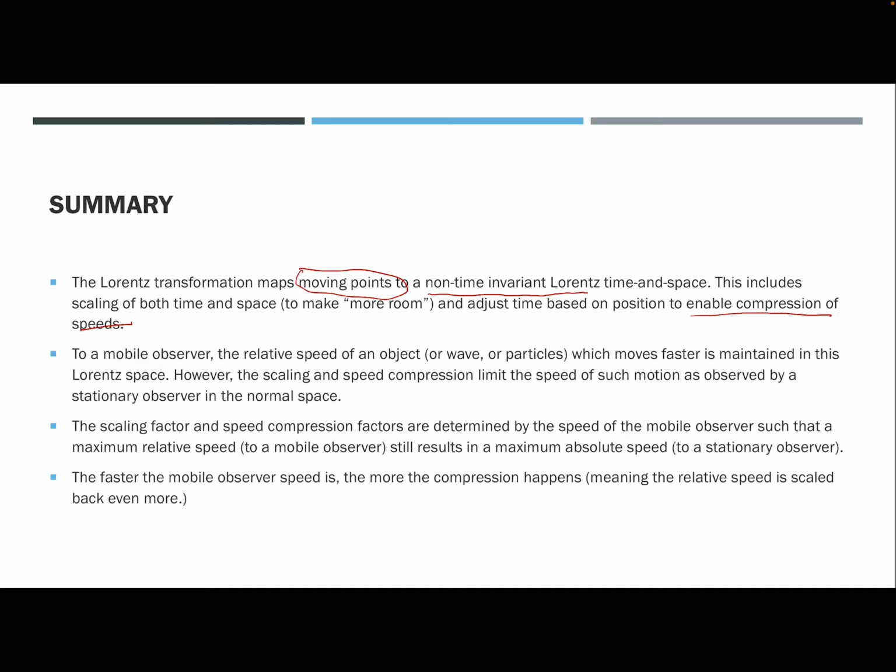The absolute speed as observed by a stationary observer, however, is limited because of the way the transformation works. The scaling factor and speed compression factors are determined by the speed of the mobile observer. The faster that mobile observer is with respect to the stationary observer, the more aggressive the compression is. And the faster the mobile observer is, the more compression happens.